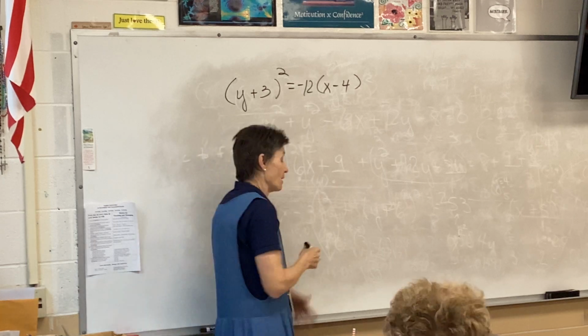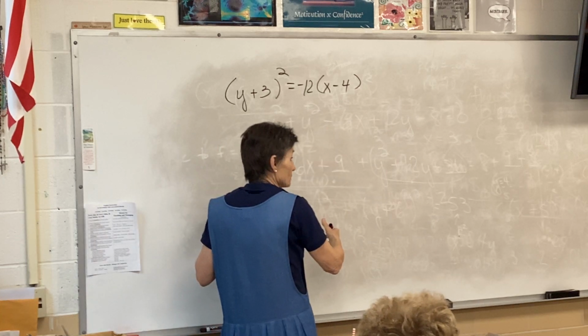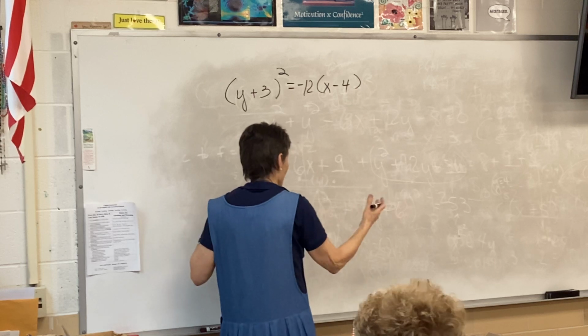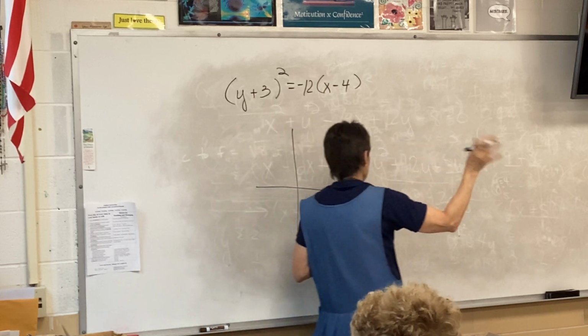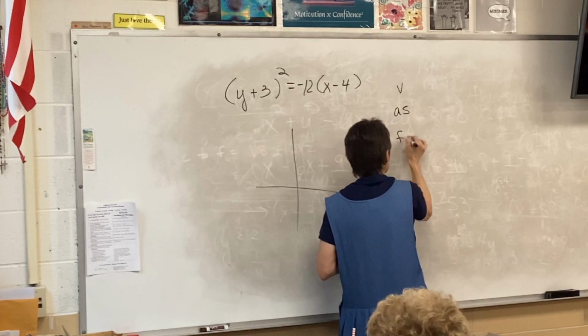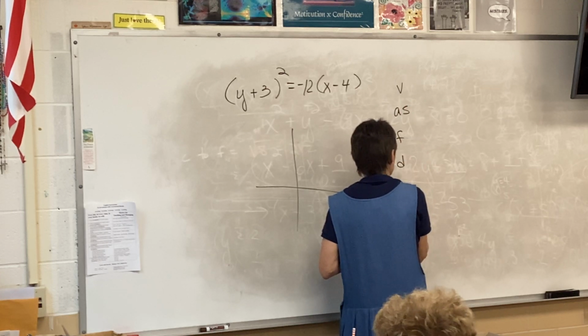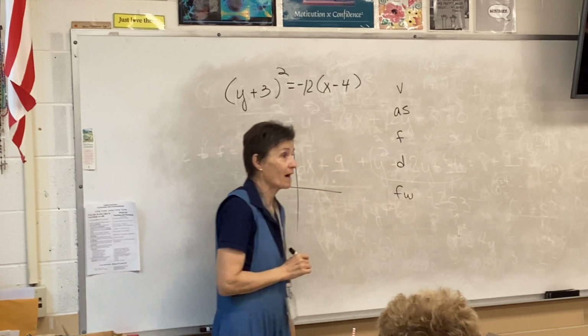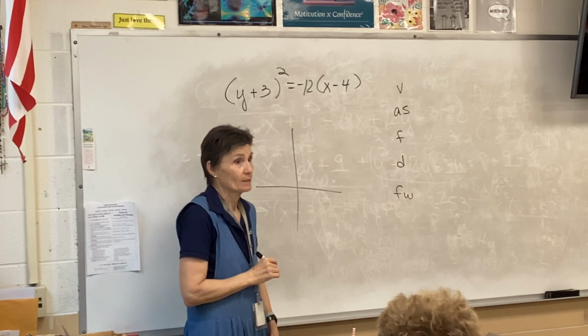You'll have a grid for your own purposes, but your job will be to fill in these blanks: vertex, axis of symmetry, focus, directrix, and focal width. Those are the 5 questions you're going to answer.